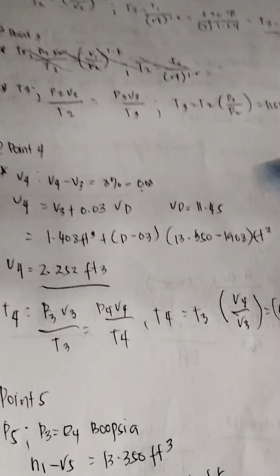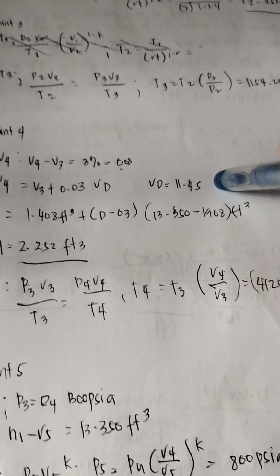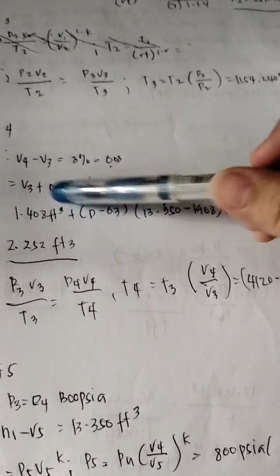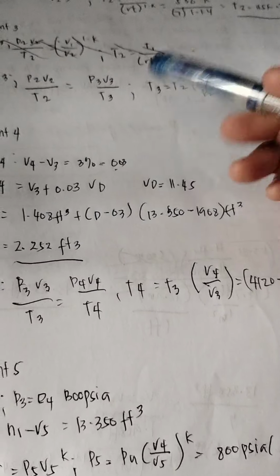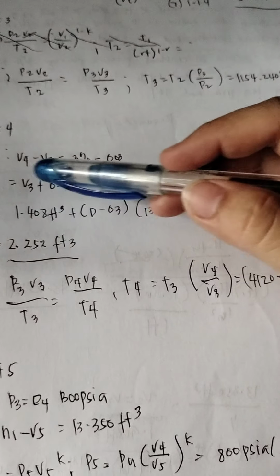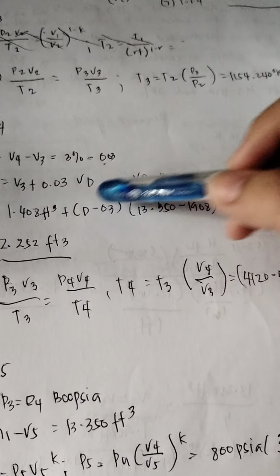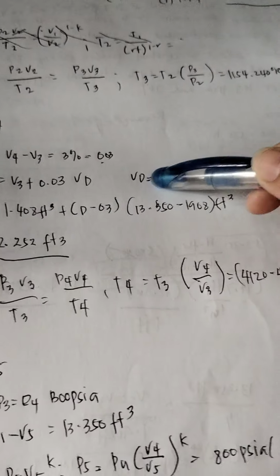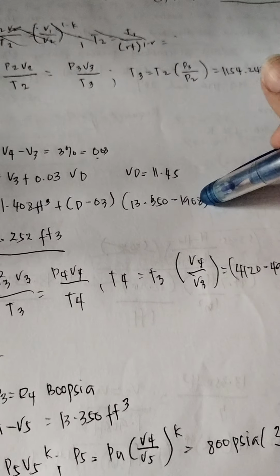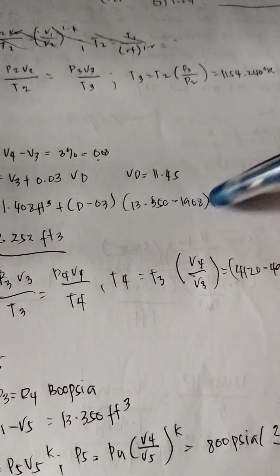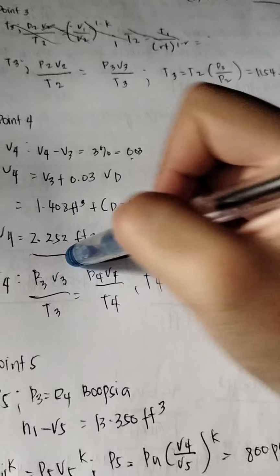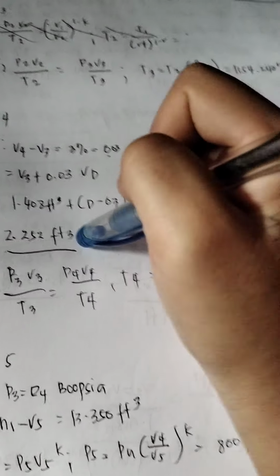At point 4, we have V4 is equal to V3 plus 0.03, and then is equal to 1.408 feet cubed plus, 13.350 minus 19.08. V4 is equal to 2.252 feet cubed.